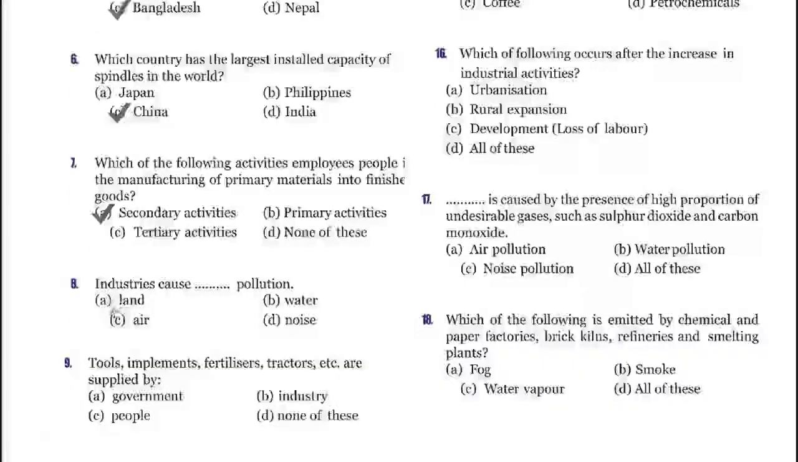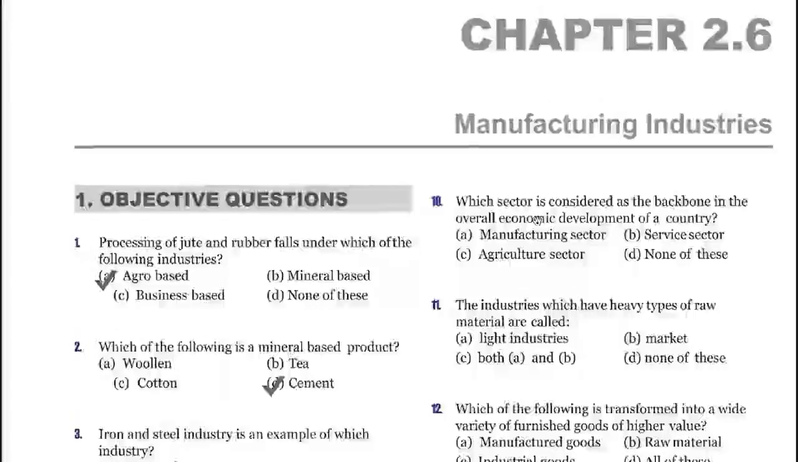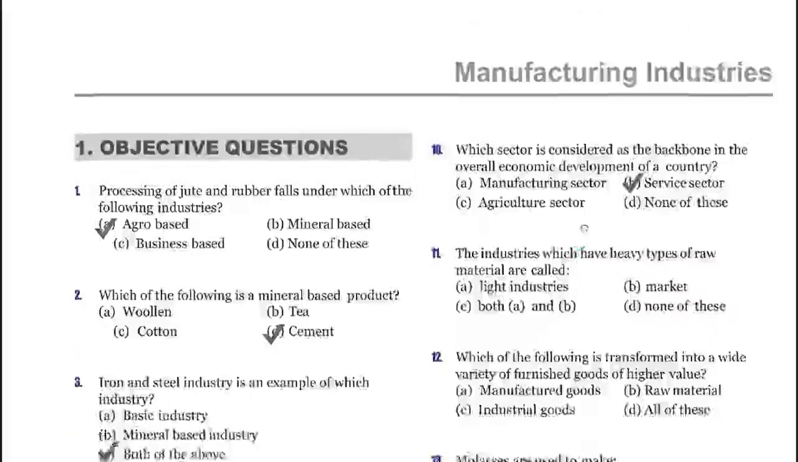Now question 8, which industries cause pollution: land, water, air, and noise, and its answer is air. Now question 9, tools, implements, fertilizers, tractors, etc. are supplied by government, industry, people, none of these, and its answer is industries. Now question 10, which sector is considered the backbone in the overall economic development of a country? Manufacturing sector, service sector, agriculture sector, and none of these, and its correct answer is option B, service sector.